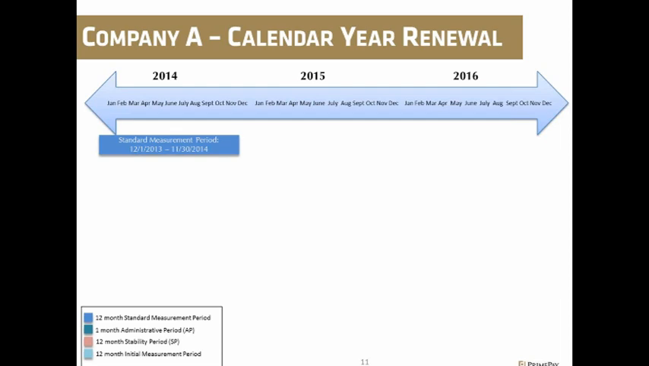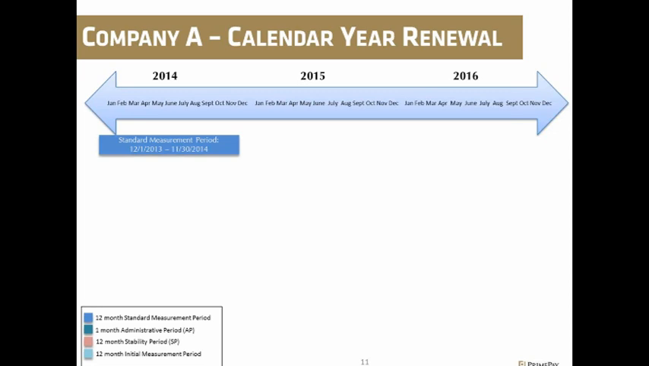These are not the only three ways in which to perform these measurement periods. So the standard measurement period, as you see here, would have started, for a January 1, 2015 renewal, on December 1st, 2013. What's important to remember here is, as you think about your renewals coming up for your employer groups in 2015, in many cases, employers will absolutely have to begin their measurement periods and monitoring right now, but it will depend on the length of their measurement periods.